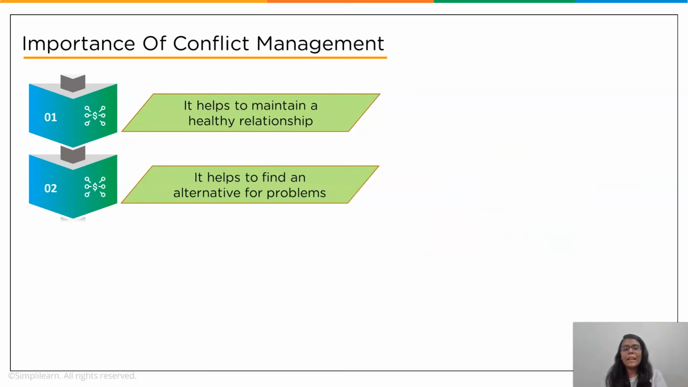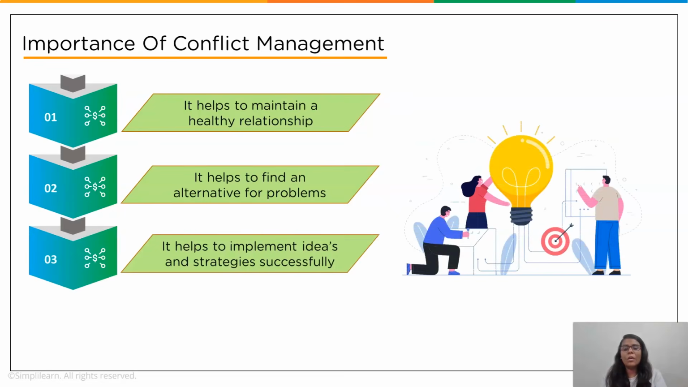Next comes, it helps to find an alternative for a problem. Dissimilar interests, thought processes, needs and attitudes of individuals result in a conflict. The discussion of new ideas helps to prevent conflicts before implementing them. Make sure you discuss with each and everyone related to it. Listen to what others say and consider their opinions without ignoring their views, which helps to avoid a tussle.